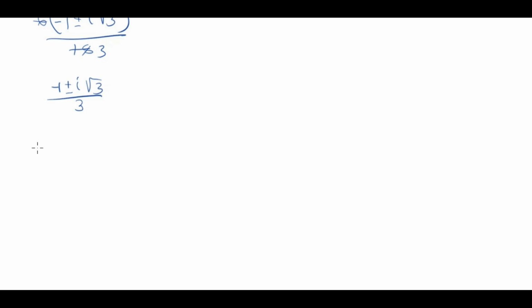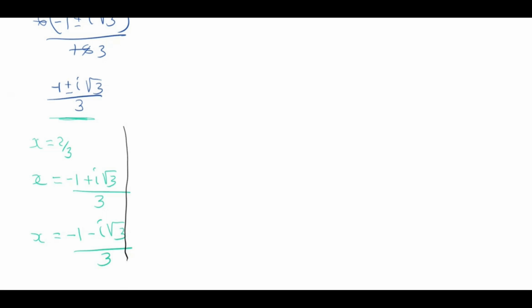The first one, as you can remember, is x equals 2 over 3. The second one from this equation is x equals negative 1 plus i square root of 3 over 3, and our third answer from this equation is negative 1 minus i square root of 3 over 3. So these are our 3 answers.